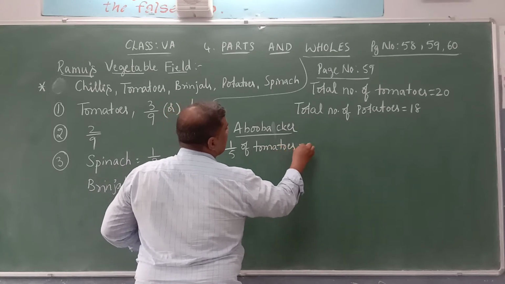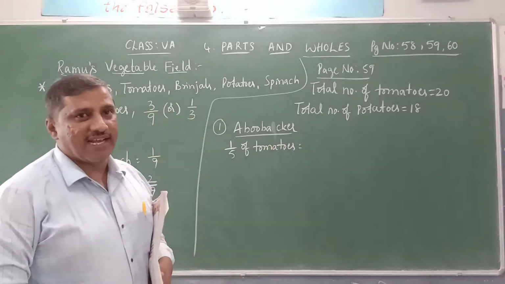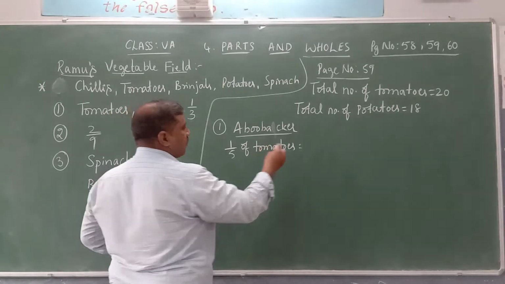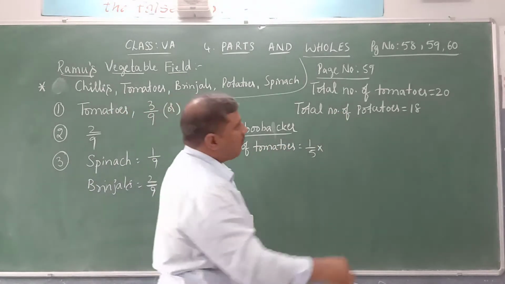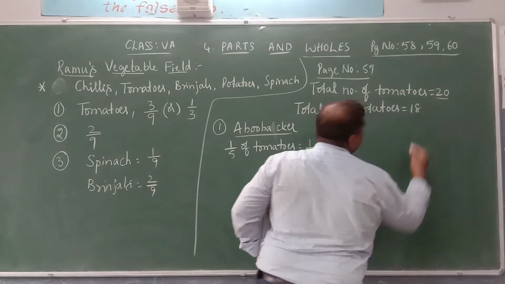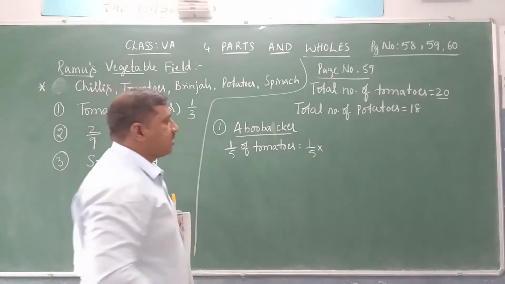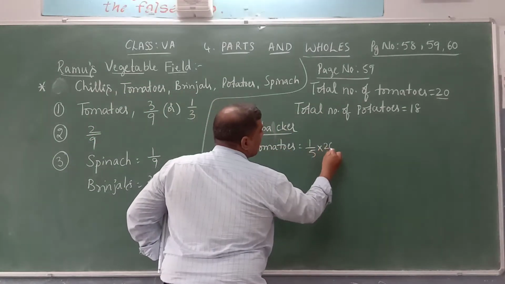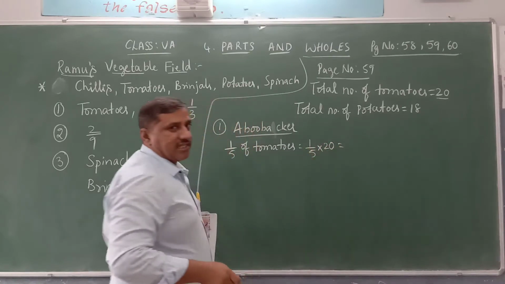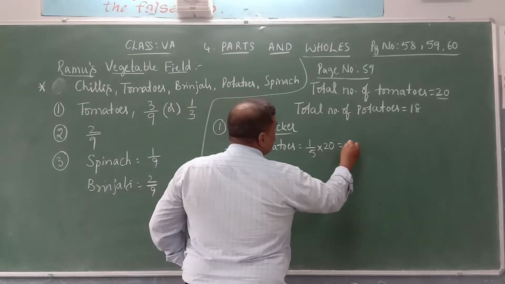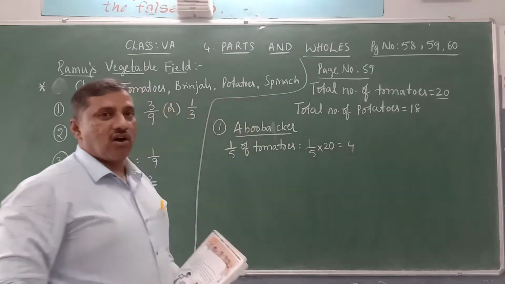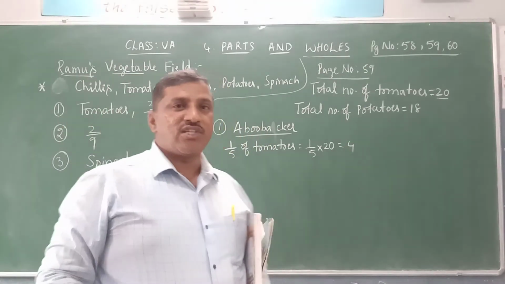So how many tomatoes will he get? How many tomatoes will he get out of 1/5 of tomatoes? 1/5 into the total number of tomatoes. How many are there? Total number of tomatoes? 20 tomatoes. 1/5 into 20. Now divide 20 by 5. 5 fours are 20. So 4 tomatoes he got.